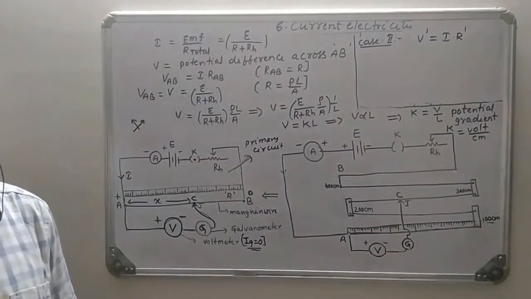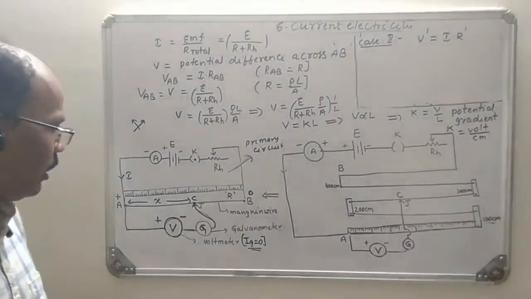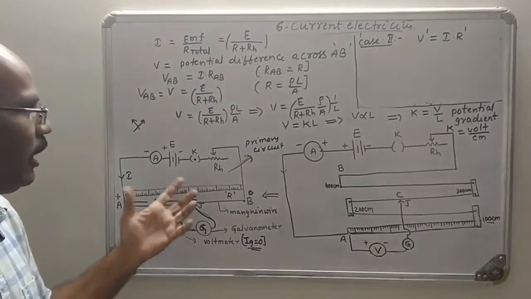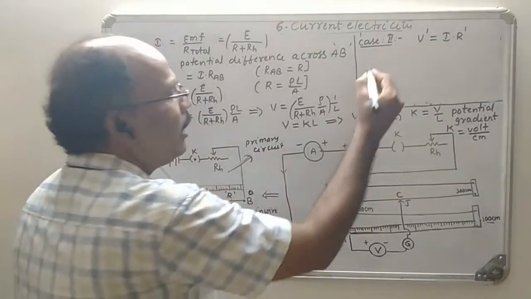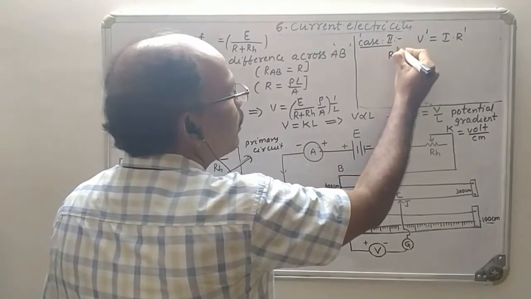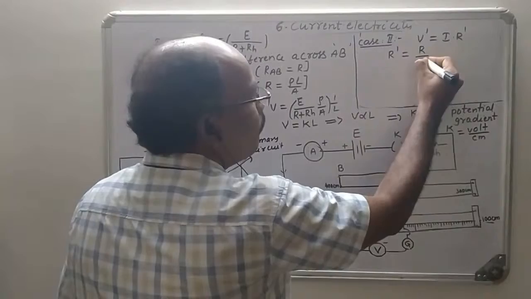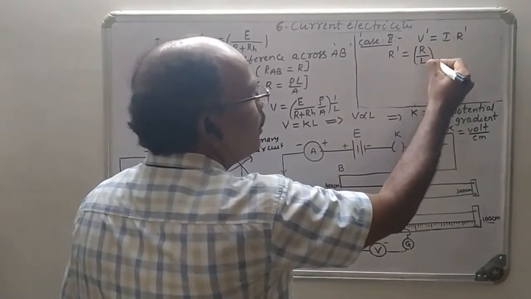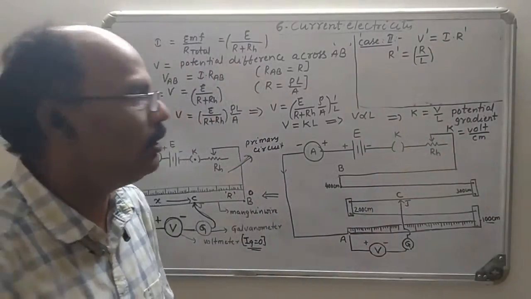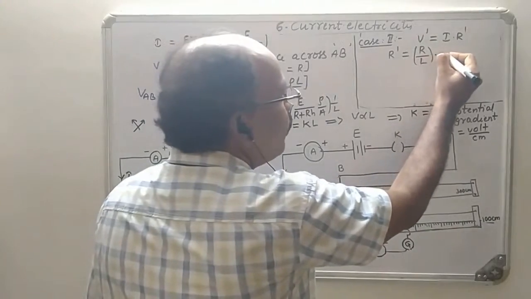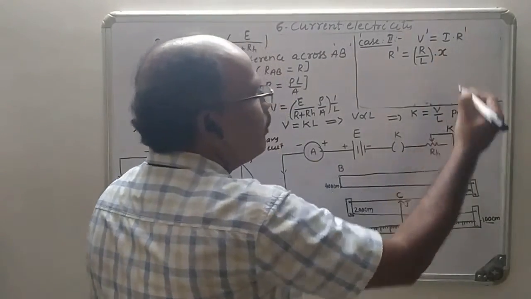The resistance of the wire should differ. Why? Because it is the selected portion between A and C. What is the value of R dash? R dash is equal to the total resistance by length, meaning resistance per unit length, multiplied by the portion of the length, that is nothing but X.